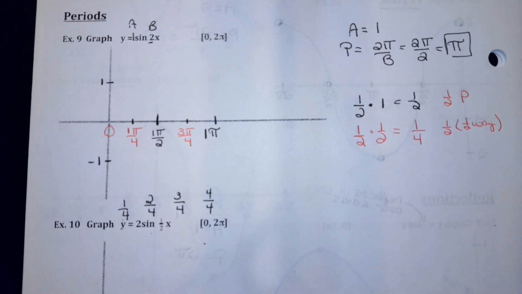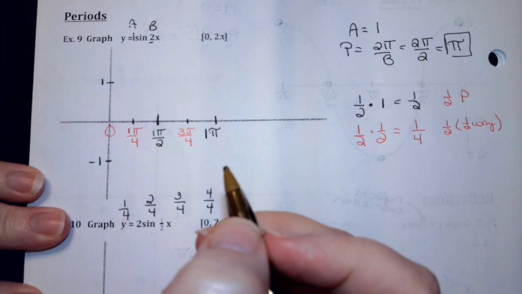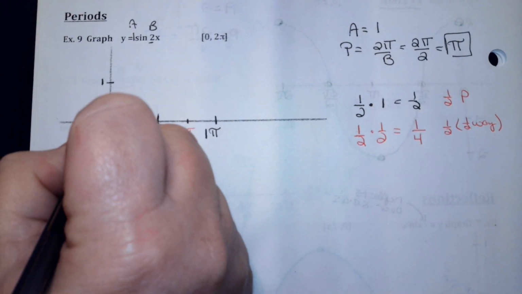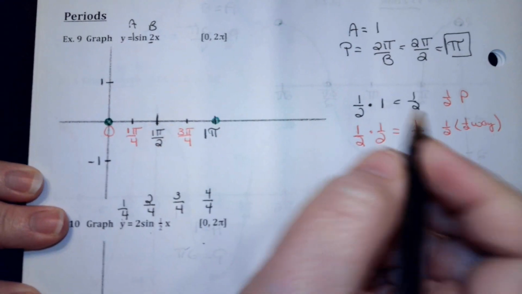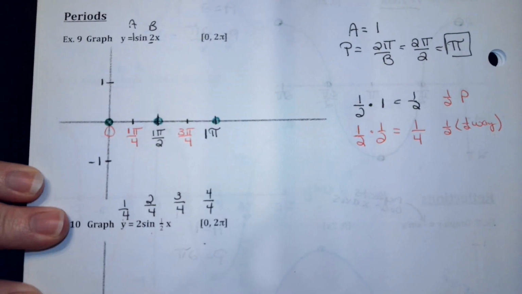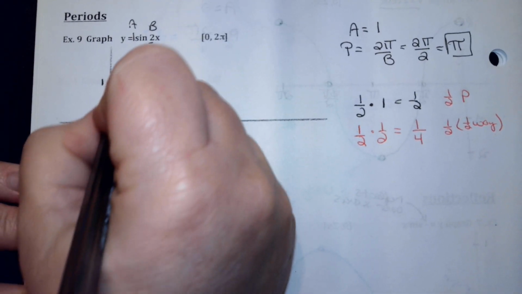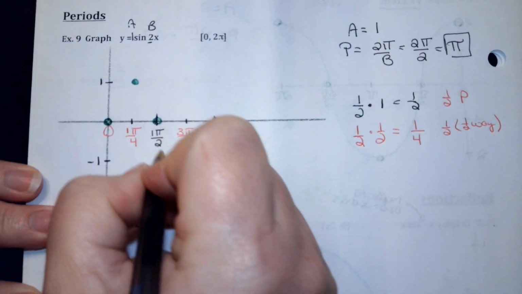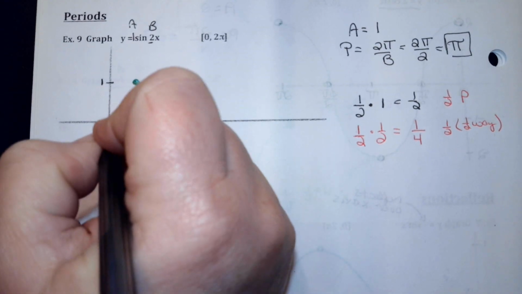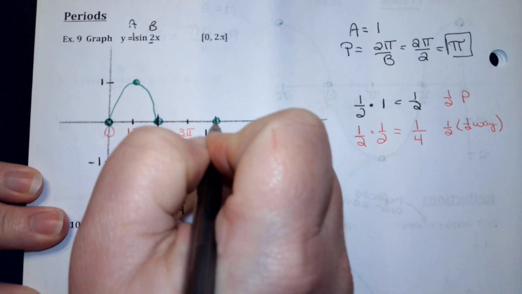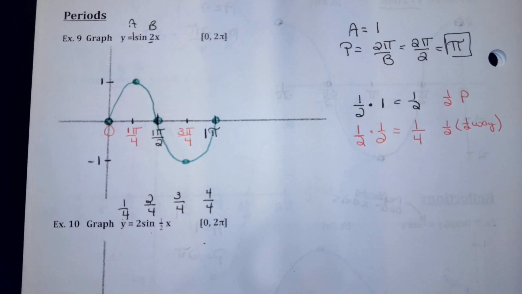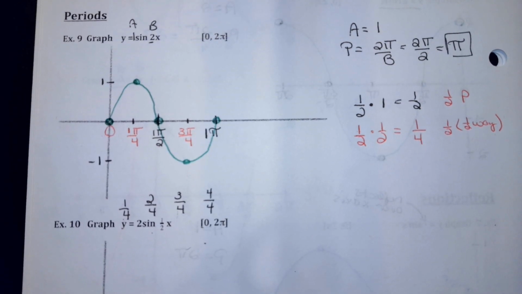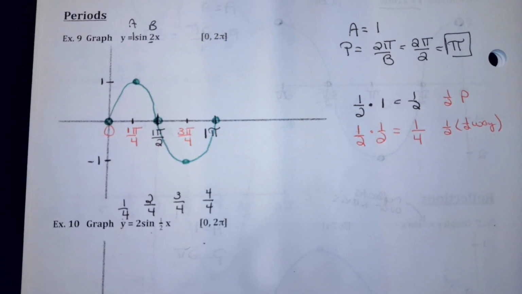Alright, so now let's draw our sine graph. Remember, for sine, we start at the midline, we finish at the period, and in the middle is the crossover point. Then we go to our maximum, and then to our minimum. I'll give you a second to copy that down.